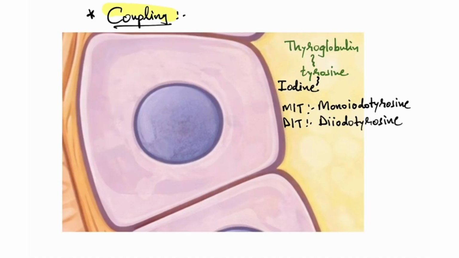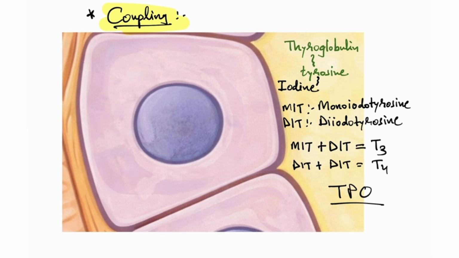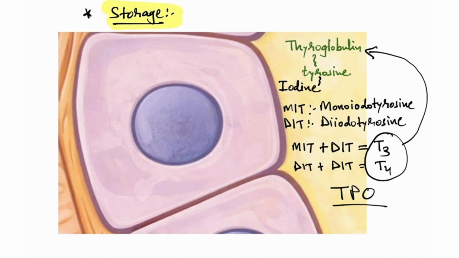Next step is coupling. Now iodinated tyrosines combine. MIT and DIT form T3, and DIT and DIT form T4. This step is also catalyzed by TPO. These hormones are still attached to thyroglobulin. They are not released yet. Next step is storage. Thyroid is unique. Hormones are stored in the colloid bound to thyroglobulin. This is the only endocrine gland that stores hormone extracellularly.